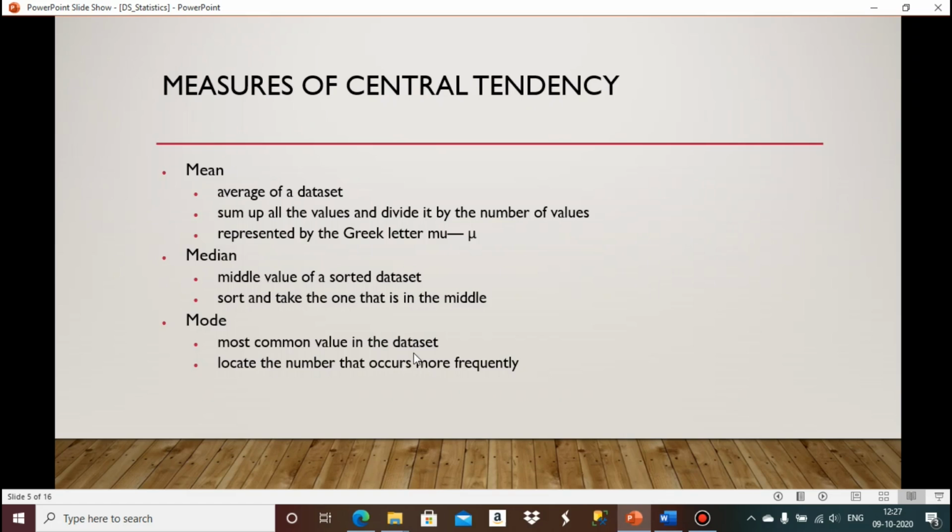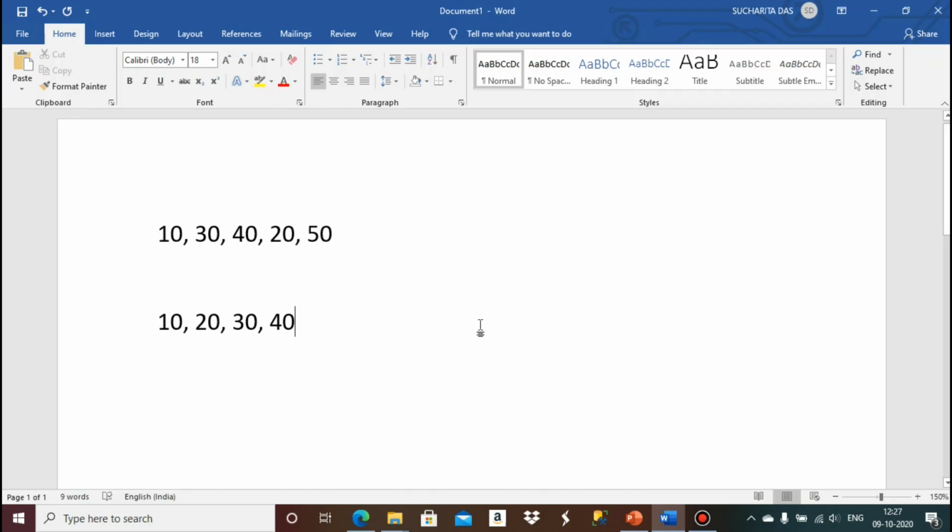Next is mode. Mode is nothing but the element which has the maximum occurrence. So if I write this, 10, 20, 30, 30, 40, 20 and so on, if this data set is given, then what do we have to do? For each number, I have to find the number of occurrences.